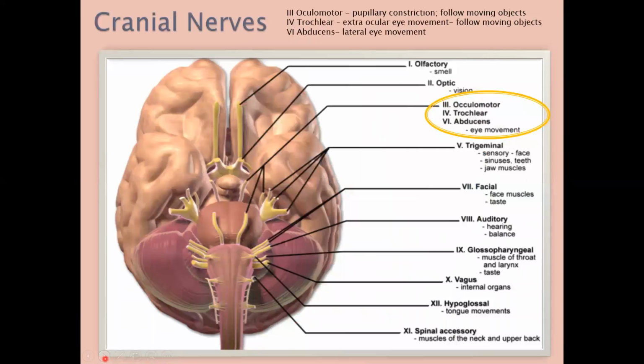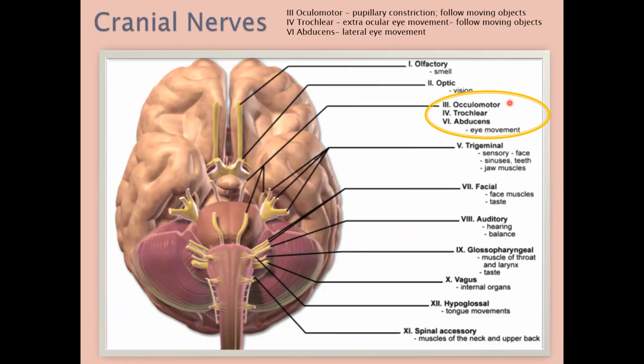I want to take two seconds to bring it back to cranial nerves, because it's pretty important when you start talking about the eyes and the ears. One of them is the oculomotor, which is charged with pupillary constriction and following moving objects. We test that when we use our penlights in the health sciences.